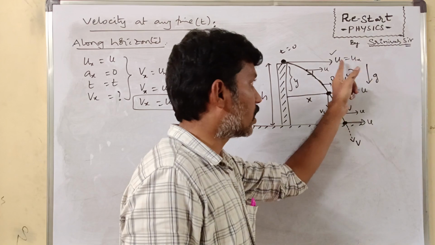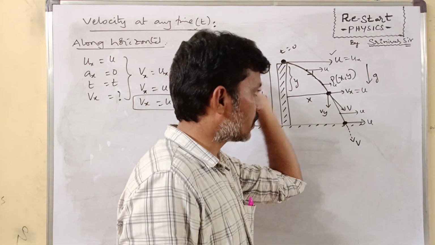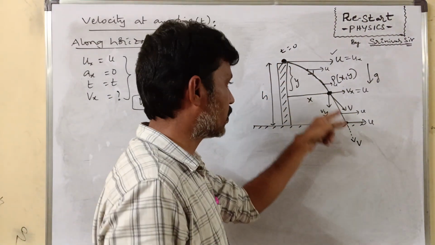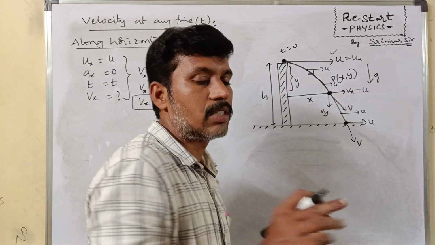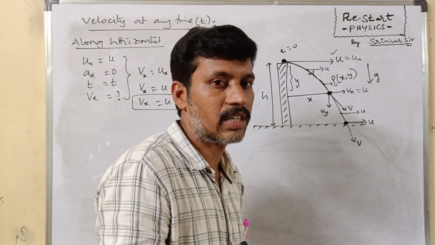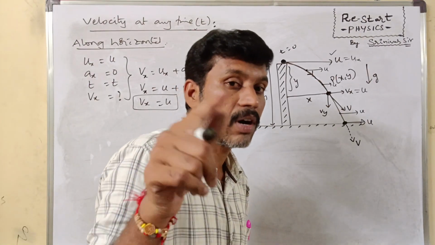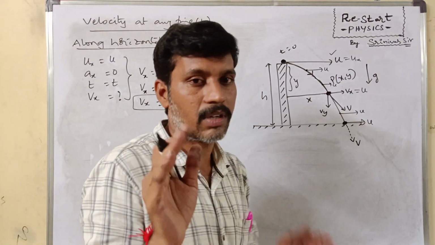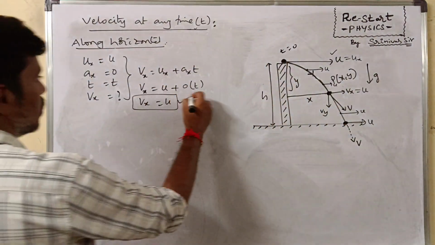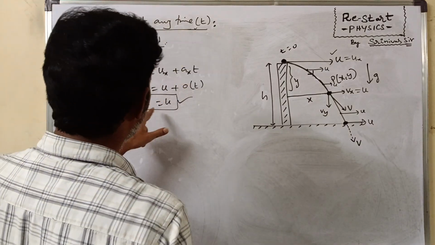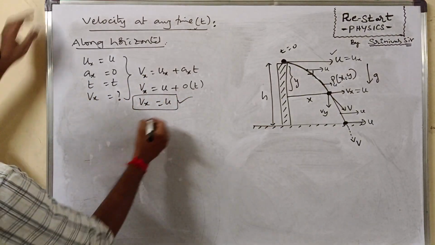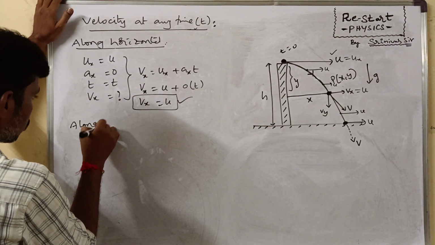But here u is the horizontal component. That's why it is fixed for the entire journey, from the projection point to the striking point. The horizontal component of velocity is constant. In the case of a horizontal projectile, the horizontal component of velocity is u. Clear? It is the proof: at any time, the horizontal component of velocity is u.